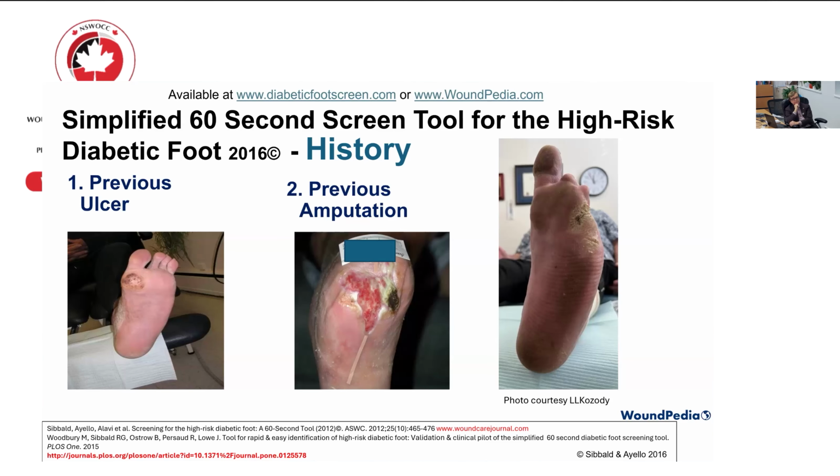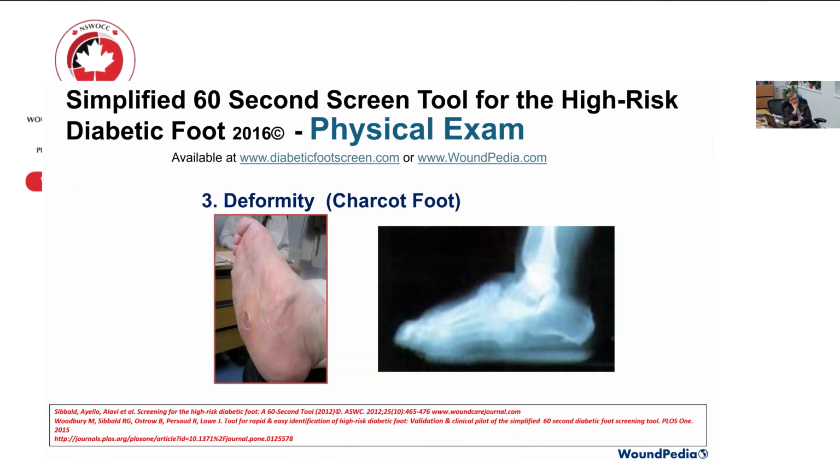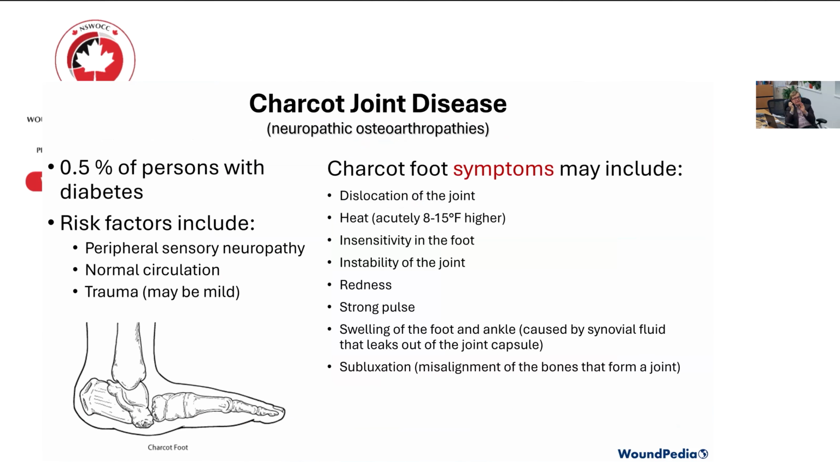Next slide. The biggest deformity is a Charcot foot, and this is where the bone structure liquefies. It's an inflammatory response. On the next slide, the temperature can be 8 to 15 degrees higher. Usually it's in peripheral sensory neuropathy with normal circulation and trauma, which may be mild. You get dislocation of joints, but also multiple areas of breakdown within the foot.